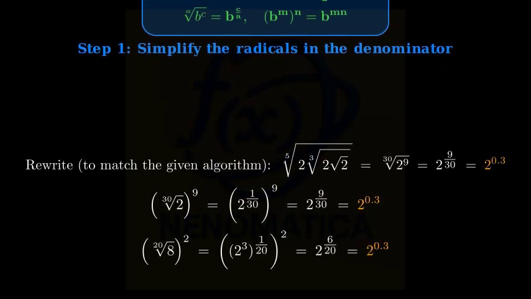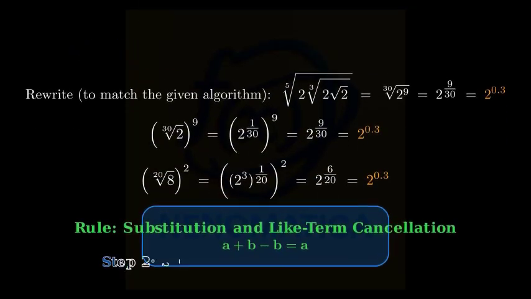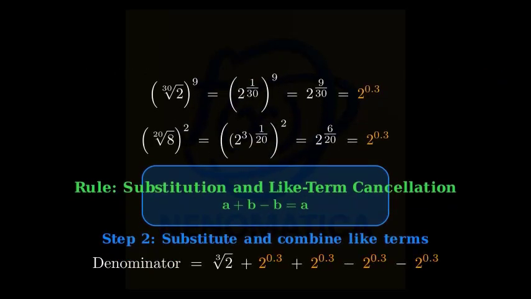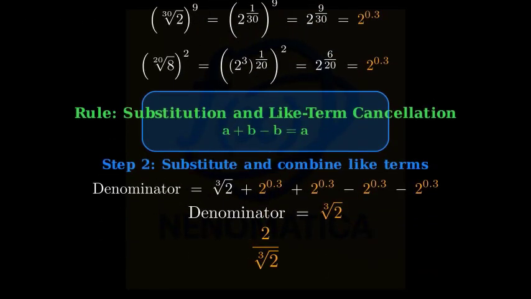Step 2. Substitute the simplified forms back into the denominator and combine. Show a short reminder box. Place the step title. Now, write the denominator with the simplified pieces. Then, cancel identical positive and negative terms to reveal the cube root of 2.